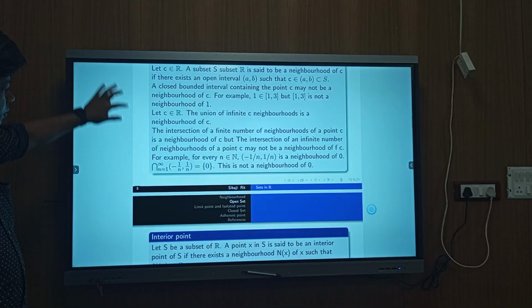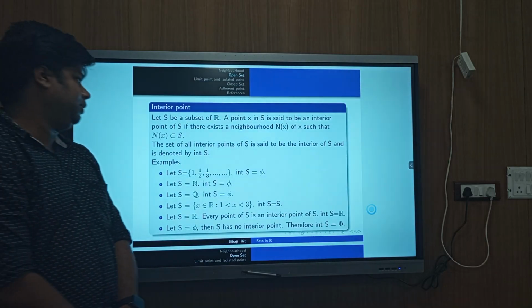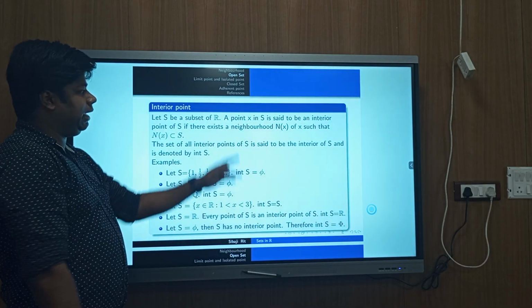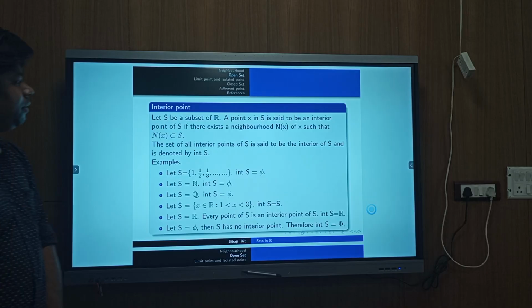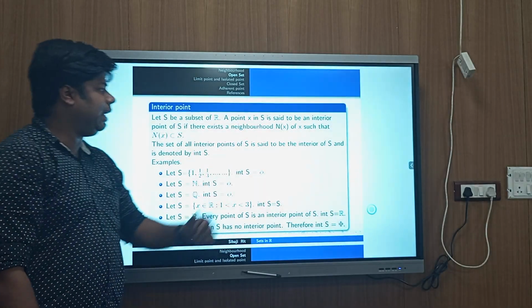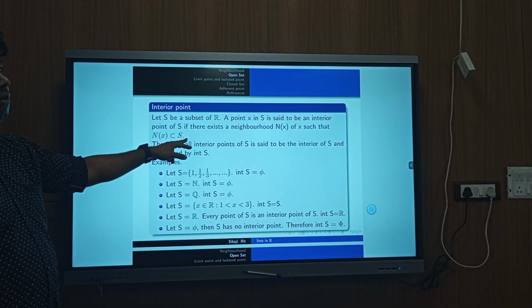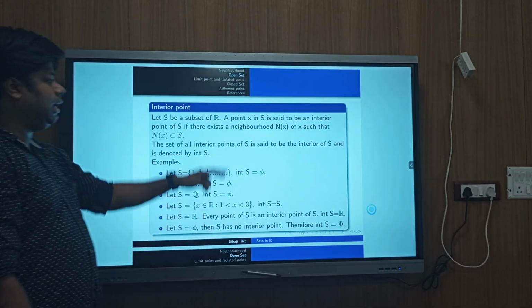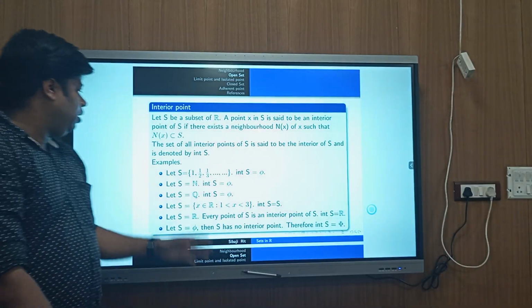Next we define interior point. Let S be a subset of R. A point x in S is said to be an interior point of S if there exists a neighborhood N of x such that N is a subset of S. The set of all interior points is said to be the interior of S, and this is denoted by int S.